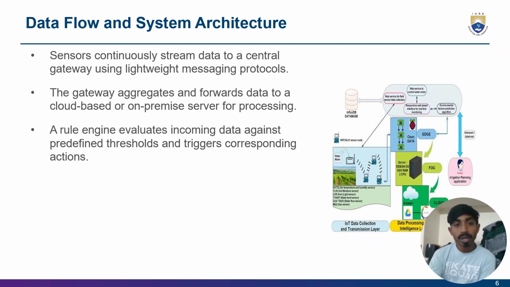Data flow and system aggregation. Sensors continuously stream data to a central gateway using lightweight messaging protocols. The gateway aggregates and forwards data to a cloud-based or on-premise server for processing. A rule engine evaluates incoming data against predefined thresholds and triggers corresponding actions.